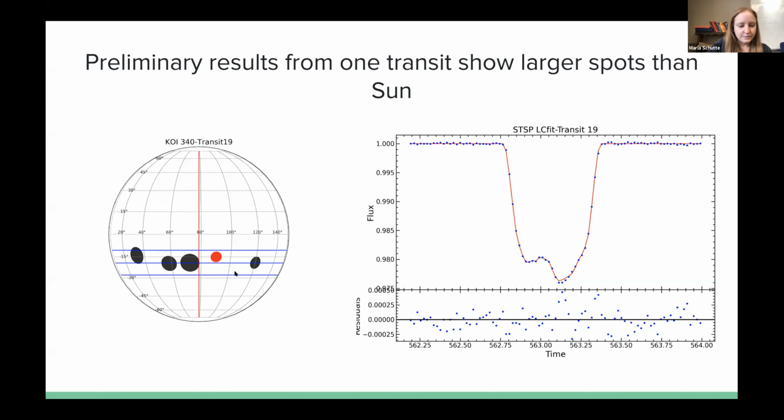And these blue lines show where the secondary crosses in front of the star. As you can see, these spots are in the path of the secondary, which is important to note. We want that to be the case usually for these objects. So this is one example from one of only 34 full transits in the Kepler data.